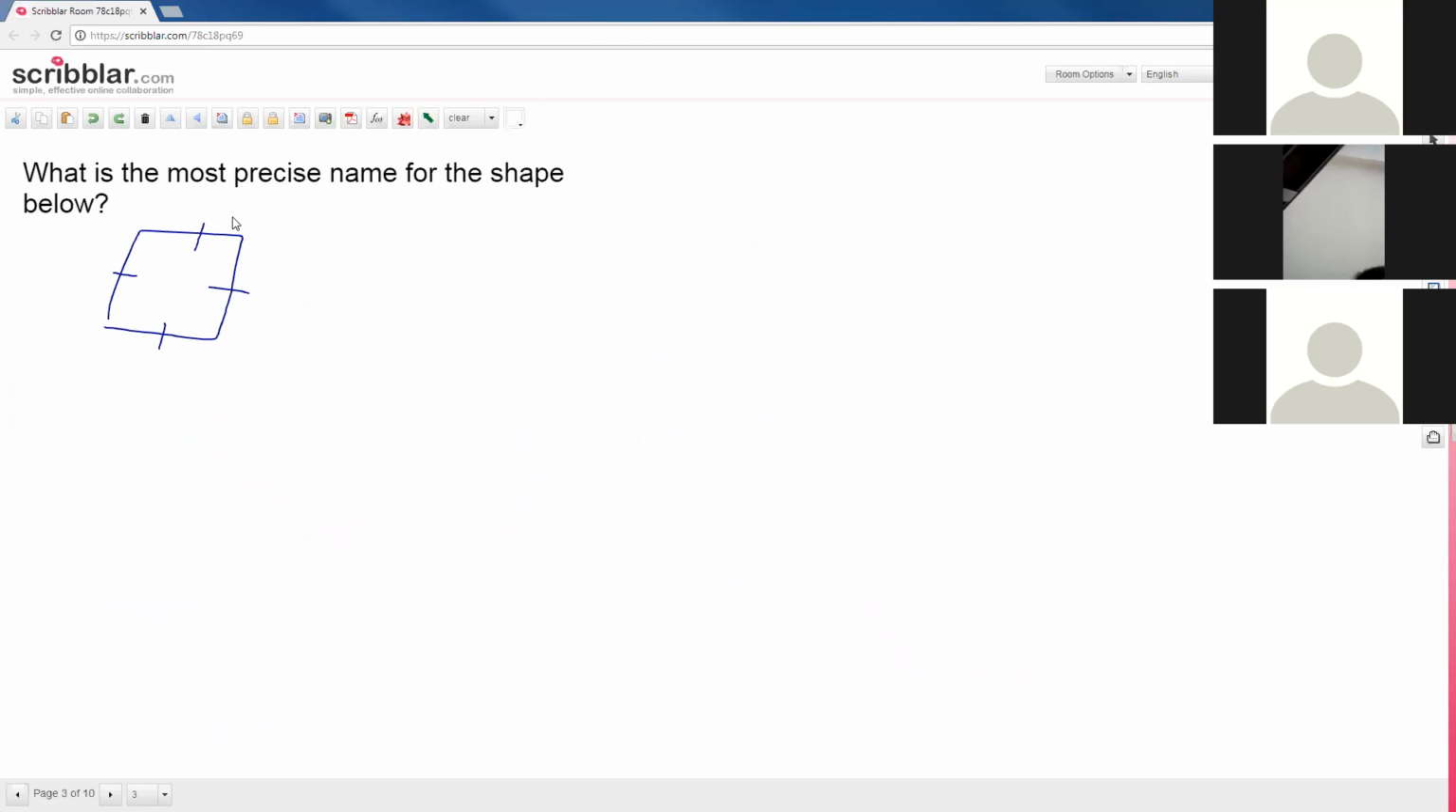So on this page, what is the most precise name for the shape below? And this question I want you guys to answer. This one had a lot of definition and buildup. What's the most precise name for this shape? And you can type your answer into the chat box.